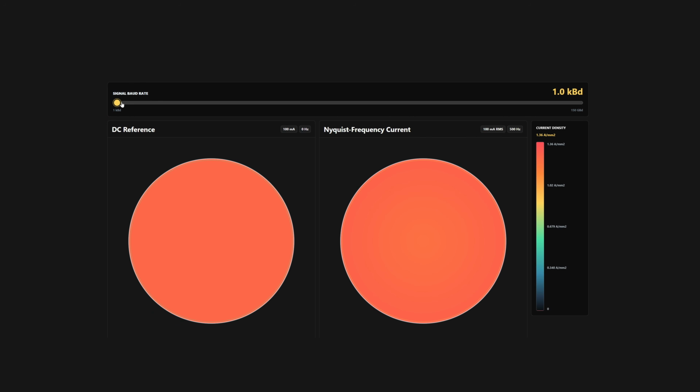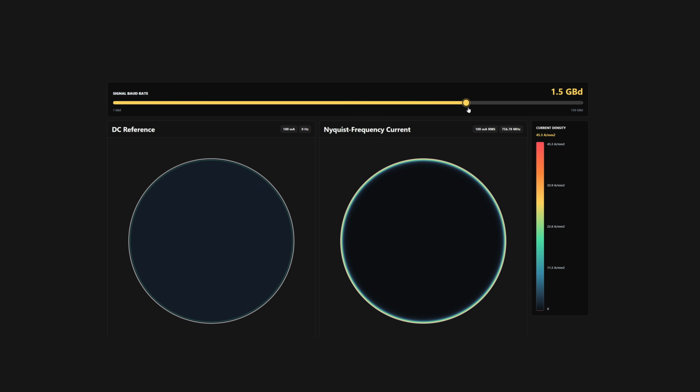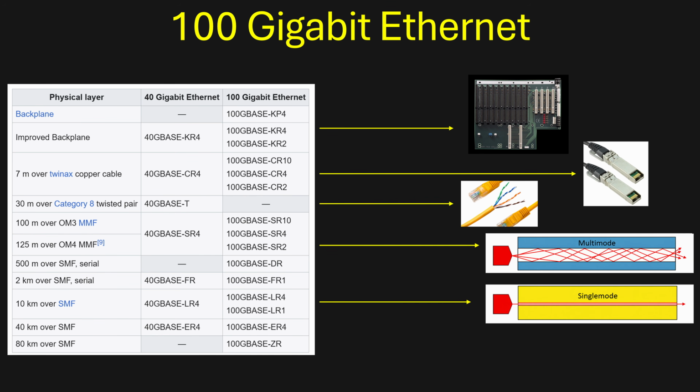As we discussed in my power transmission video, even 60 Hz alternating current produces a skin effect where the effective resistance increases due to the current concentration near the edge of the cable. For a 100 gigabaud copper cable, the effect is even more extreme. Dielectric losses and various sources of noise and distortion also increase with your symbol frequency.